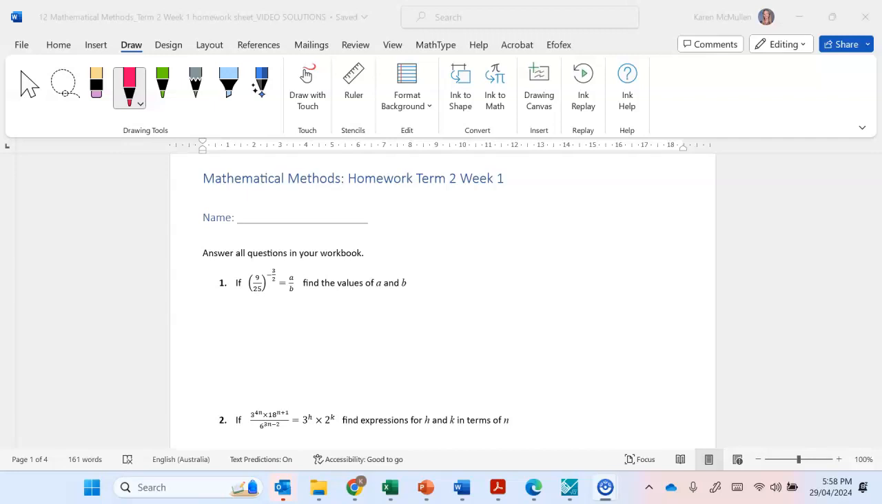Alright, so we've got a mix of exponential and log equations to solve. So we'll move quickly through them. If you need any further assistance, just ask me in person.